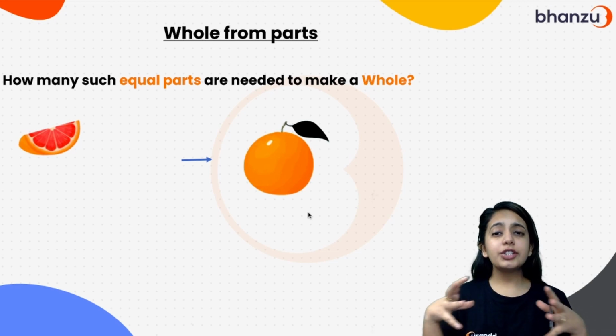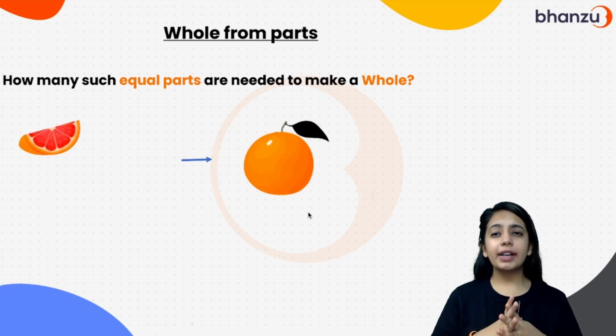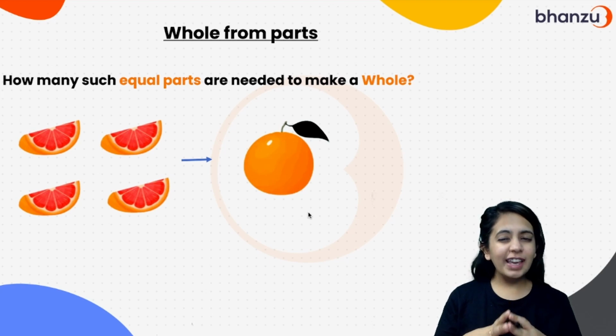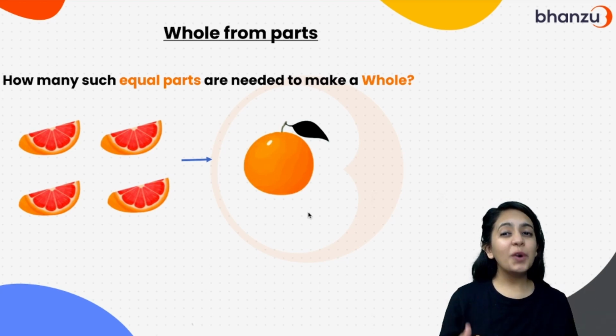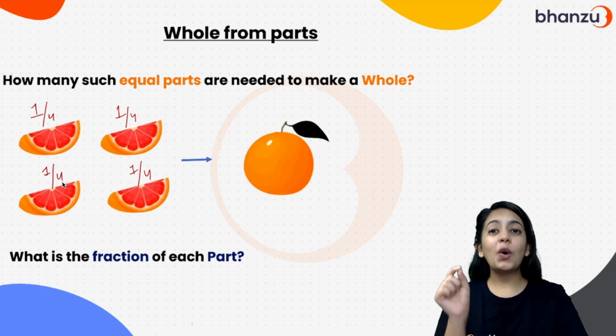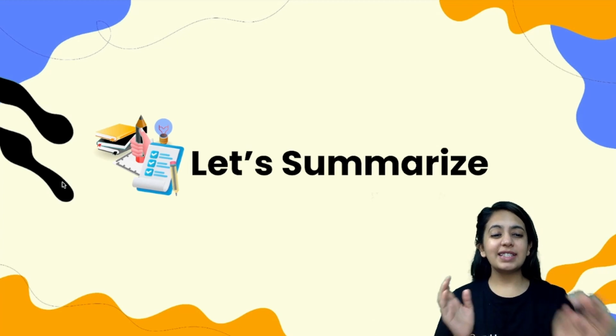If we are going to join 2, then we will get still half of it, not a complete whole. That means we have to join together 4 such parts. On joining them together, we are going to get one complete whole. Okay, so what is the fraction of each part over here? The fraction is 1 part out of 4, that is 1/4. And 1/4 is also known as a quarter. Amazing.